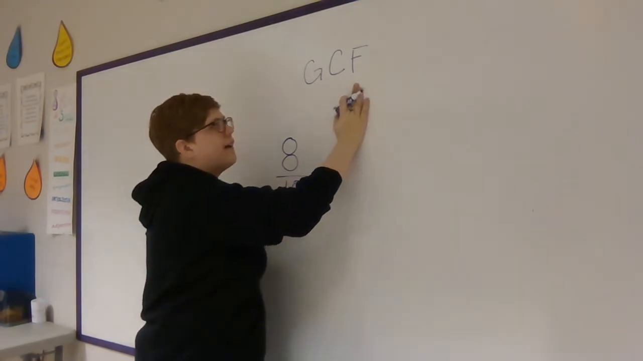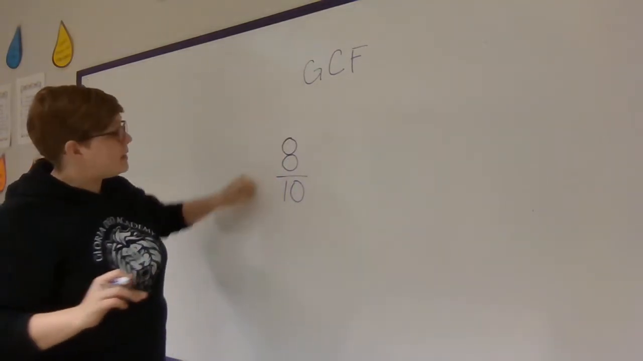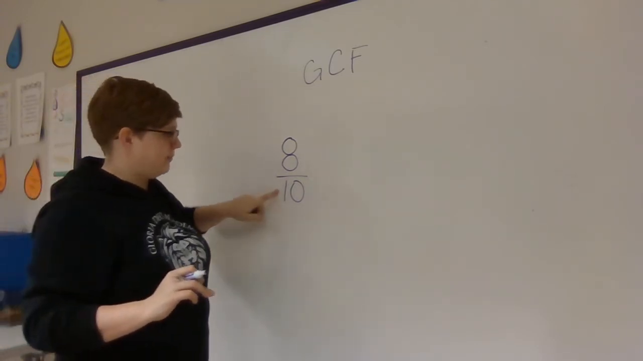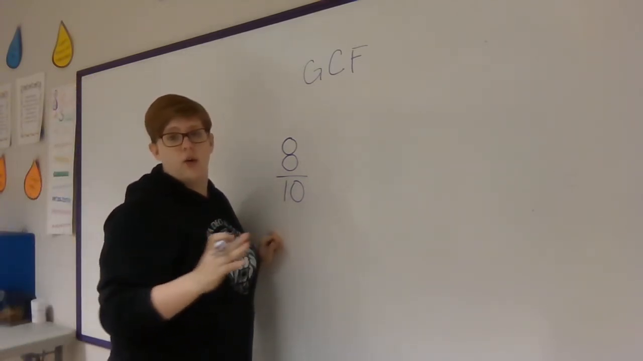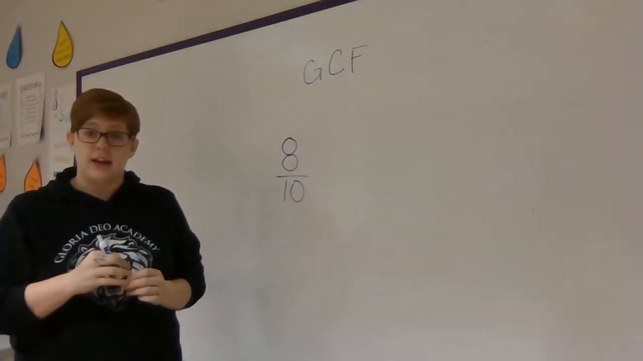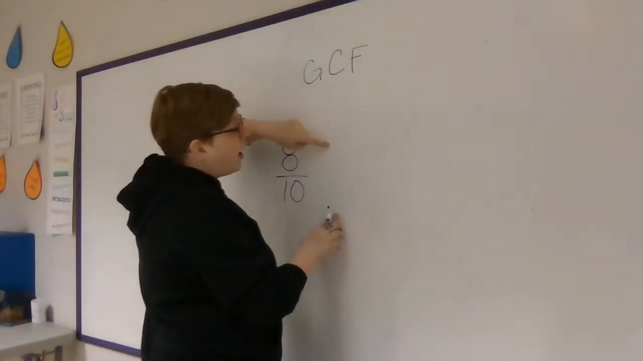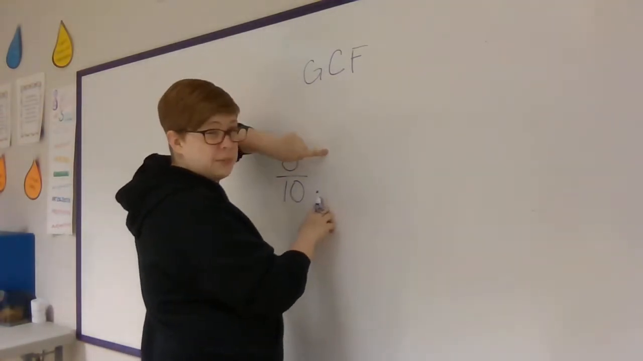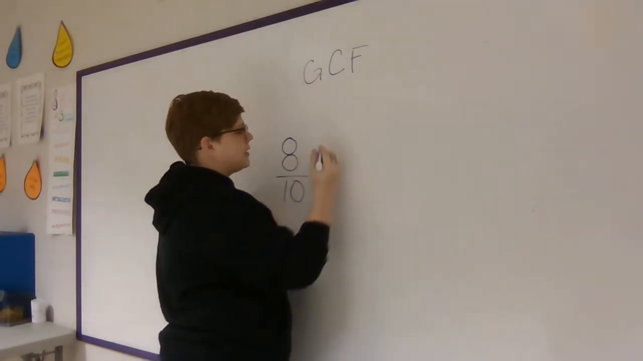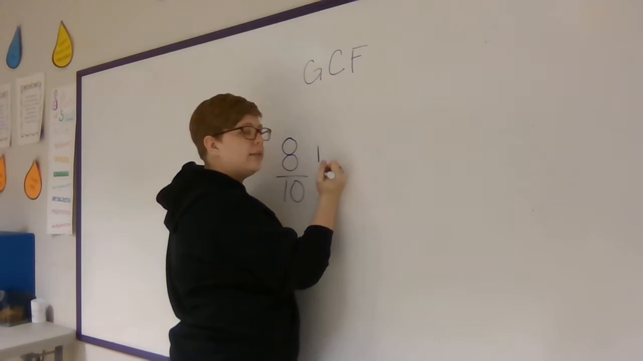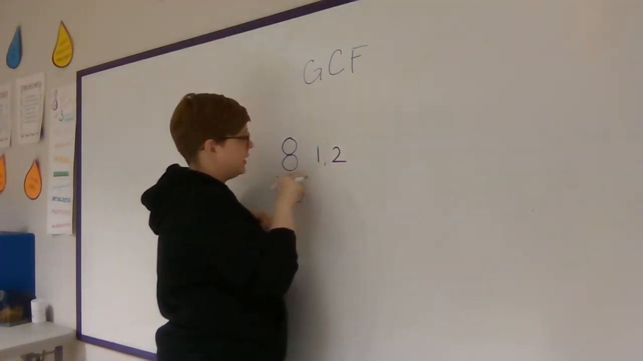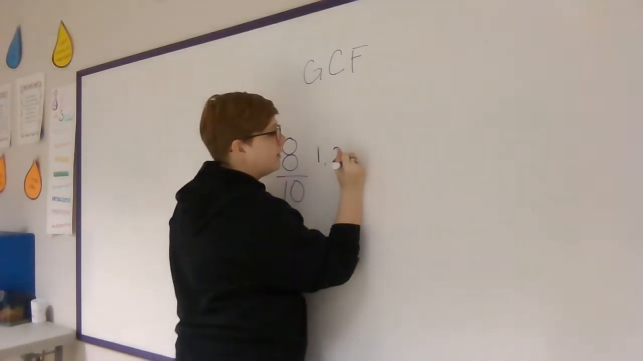Greatest common factor. That means I'm going to take both 8 and 10, and I'm going to find all of the numbers that each number can be divided by, and I'm going to find the number that is the same in both numbers that is the largest. So 8, I can divide 8 by 1. I can divide 8 by 2. I can make it into 2.